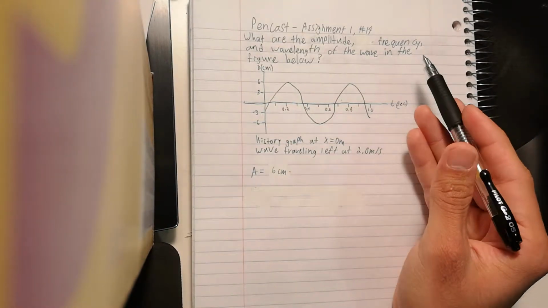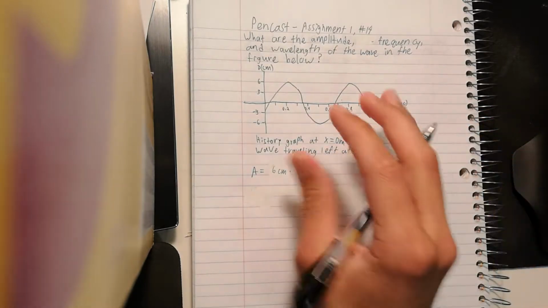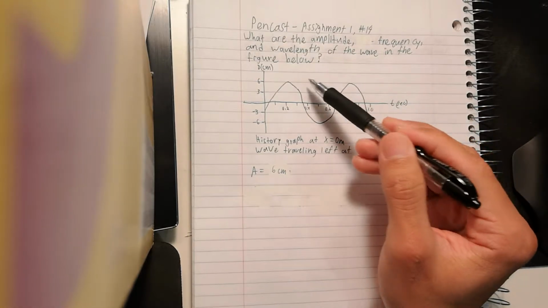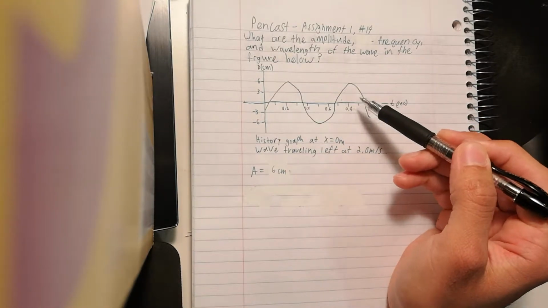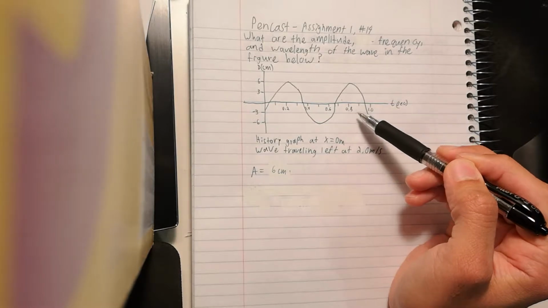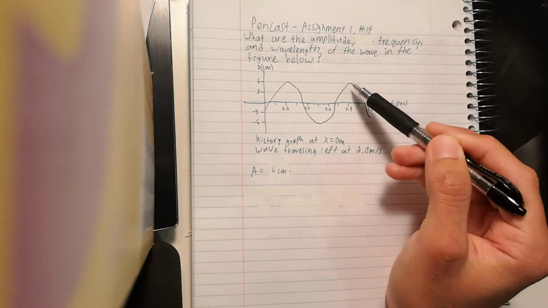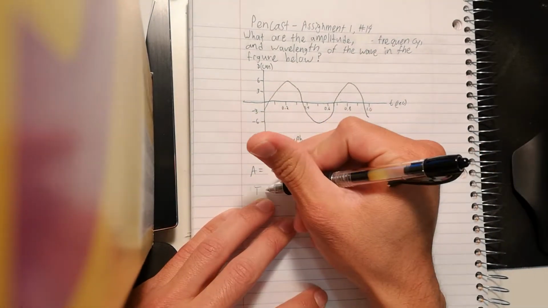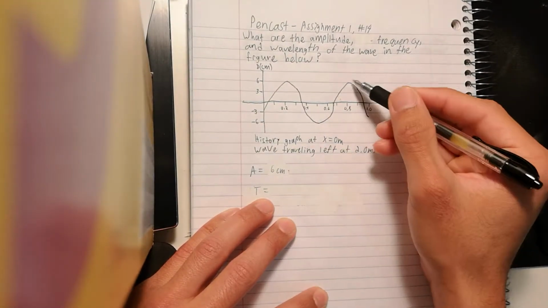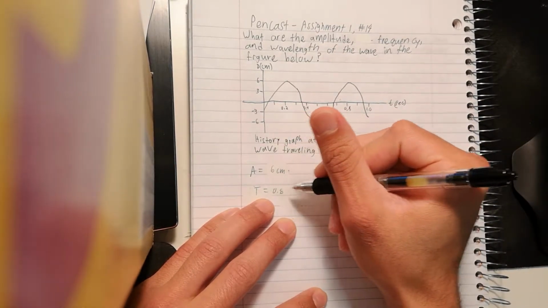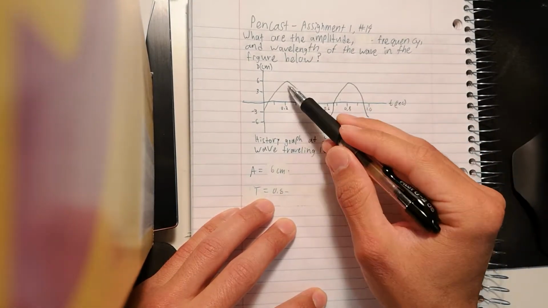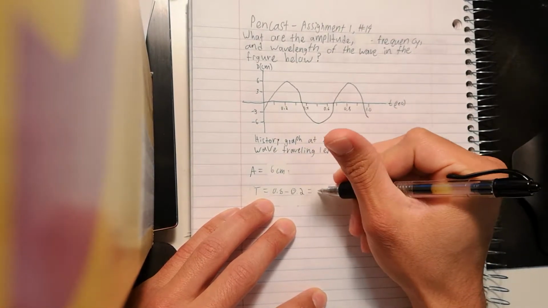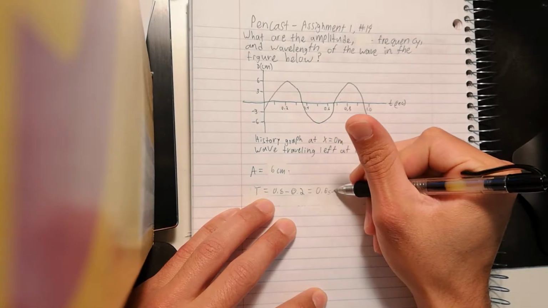Now we want to find the frequency, but before we do that, we're going to have to find the period. The period is just the time that it takes to go one full wavelength. To do that, we can just measure the time from crest to crest, because that's one full wavelength. So the time will be from one crest, which is at 0.8, minus the next crest, which is at 0.2, and then you should get 0.6 seconds.